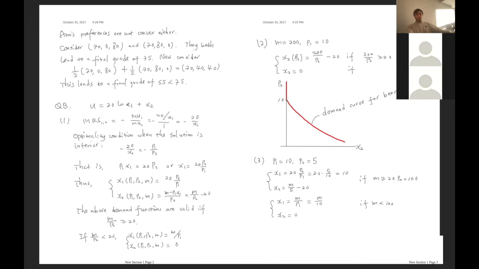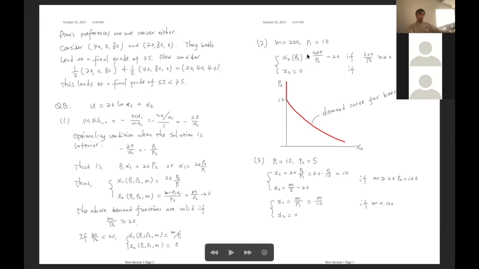Now we suppose that we have an income of 200. So that's going to be M equals 200. And then we also have a price of good 1 equals 10. And then we have to derive Bob's demand curve for beer. And that's what we have over here.